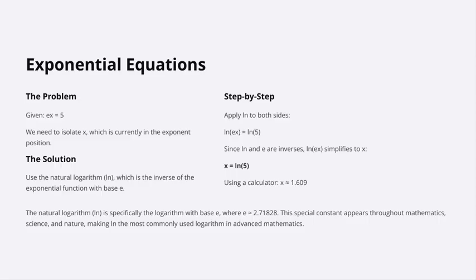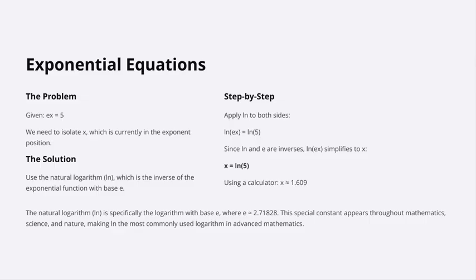Let's look at this example involving exponential equations. So the problem states that e^x equals 5, and our goal is to solve for x. The tricky part here is that x is in the exponent position, which means we need to use a special approach. The key idea is to use the natural logarithm, or ln, because it's the inverse of the exponential function with base e. This means that applying ln to both sides will help us isolate x. Step by step, we take ln of both sides.